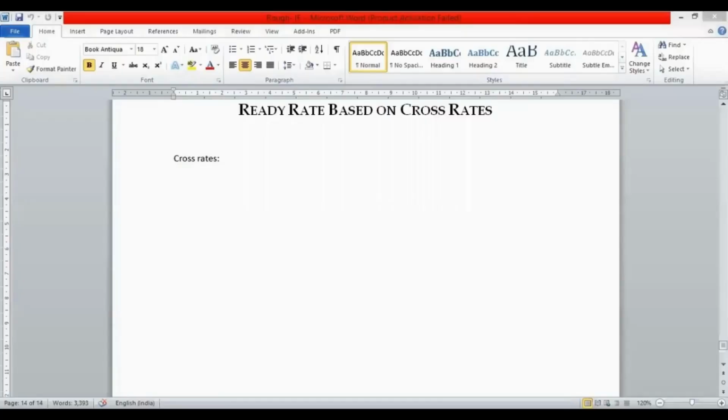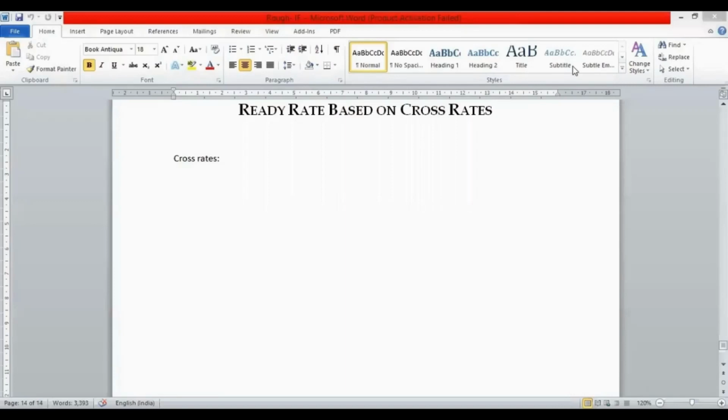Then we will see how the rate of exchange is calculated from the other foreign currency into USD and then into Indian rupee. This concept is known as cross rate. The chain that is being formed is known as cross rate. So the calculation of exchange rate with respect to cross rates, that we will take up in today's discussion.